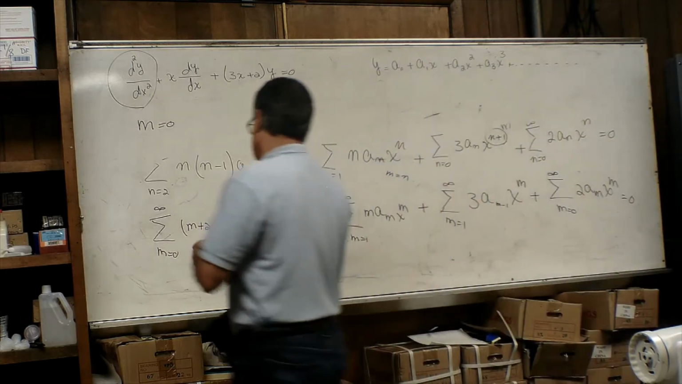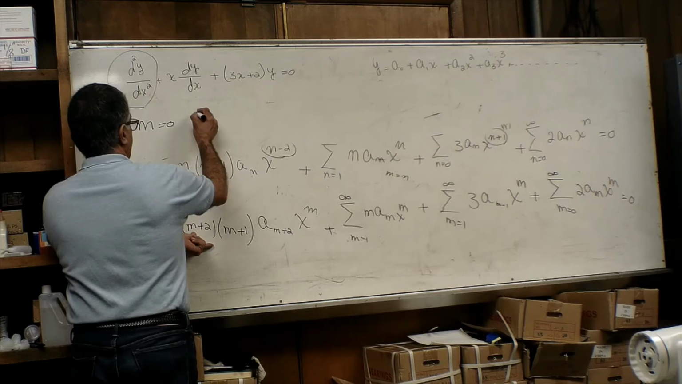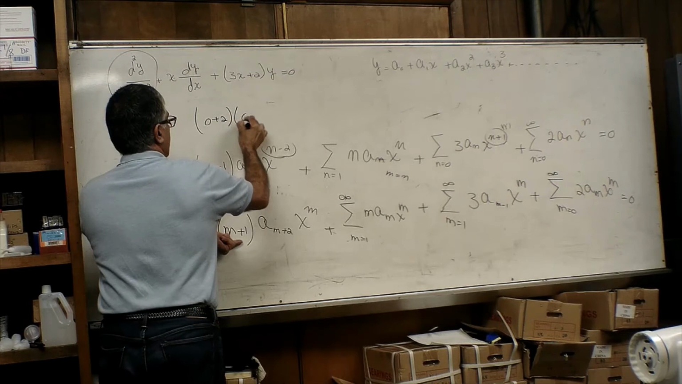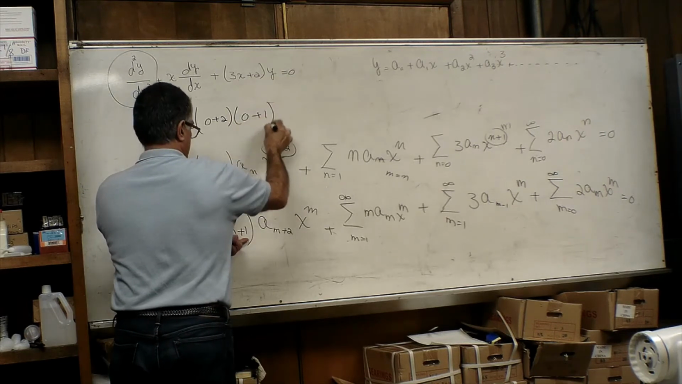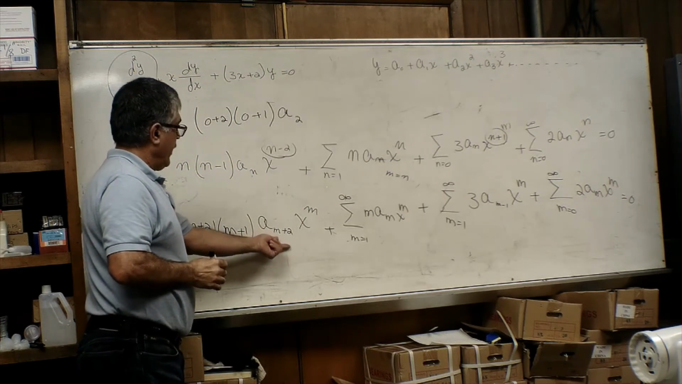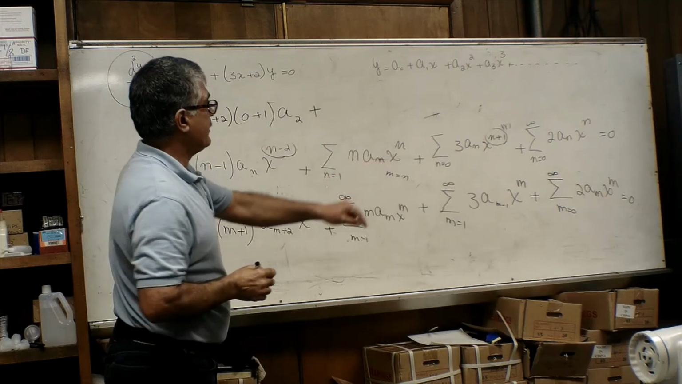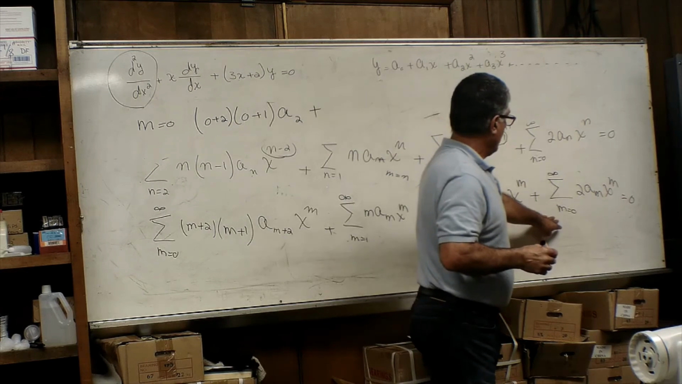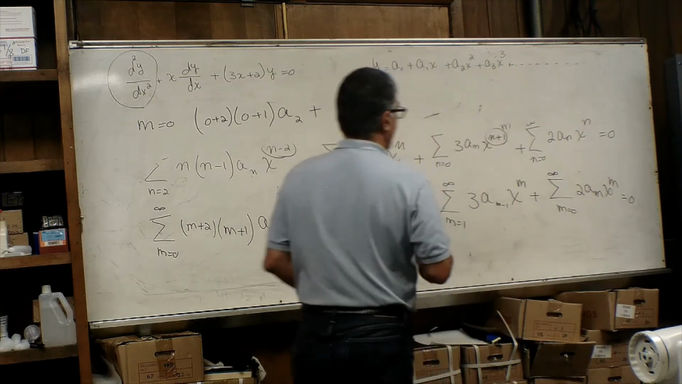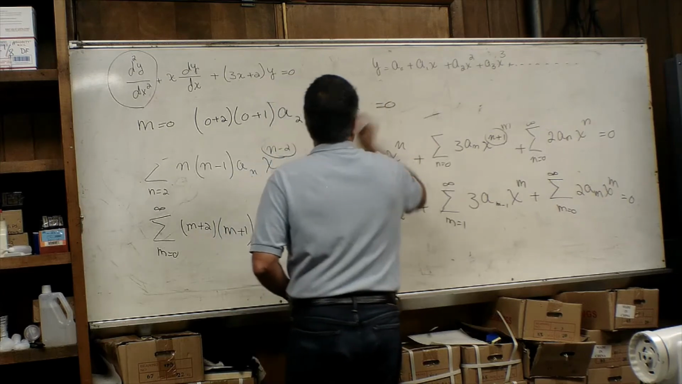So for m equals 0, if we plug in 0, we are going to have 0 plus 2 times 0 plus 1 a2, plus, and for this, for m to be 0, we are going to have 2 a0 equal to 0.